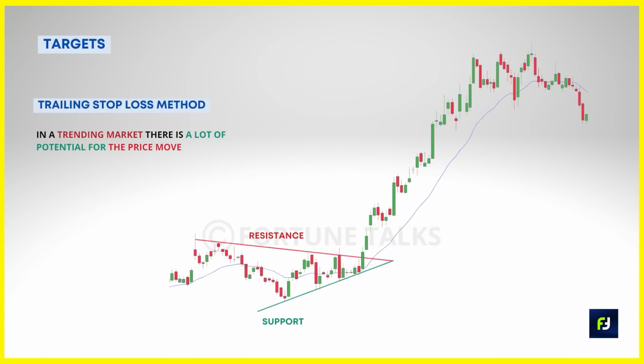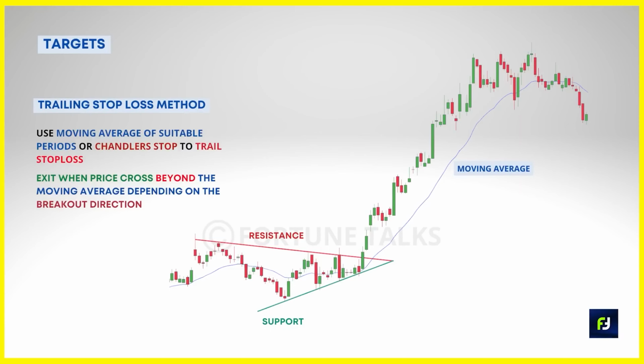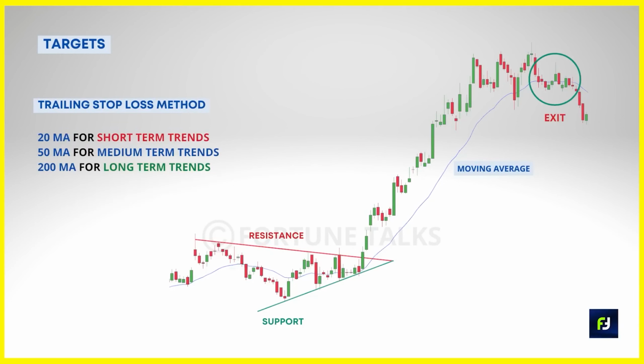Now the concept of trailing stop loss is that we have no idea how long the trend will last. So we will trail our stop loss to ride the trend as far as possible, to lock in gains as the market moves in our favor. So how do you actually trail your stop loss? Well, you can use an indicator like a moving average. For example, you can trail your stop loss using a 20 period, 50 period or even 200 period moving average, depending upon whether you are considering a short term, medium term or long term position in the market. This means you will hold your position until the market breaks and closes above or below the moving average, depending on the direction of the breakout.